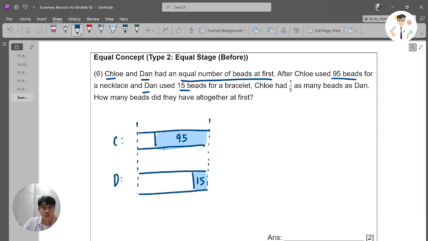Now, something I can do is what? I can actually draw a line here, right? This is 95, this is 15. Then can you tell me what this is? This is obviously 95 minus 15, which is 80. So this is 80.